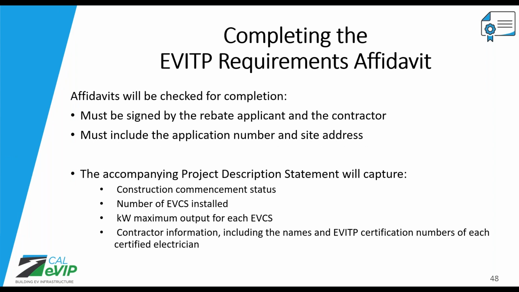When you complete the EVITP requirements affidavit, we are going to be checking that it is signed by both the rebate applicant and the contractor, and that it matches your Cali VIP application number and site address. This affidavit will also include a project description statement where we will ask you for the construction commencement status, the number and output of the EVCS installed, and contractor information, including the EVITP certification numbers of each certified electrician who worked on your site.